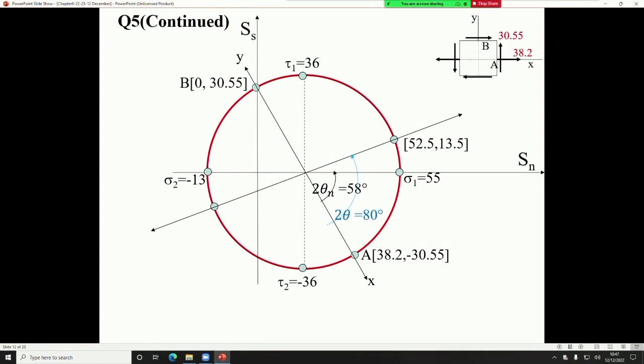Any questions? So it's 13 minutes to 11. Could you get back here at 3 minutes to 11? I'll solve a few more examples for you.